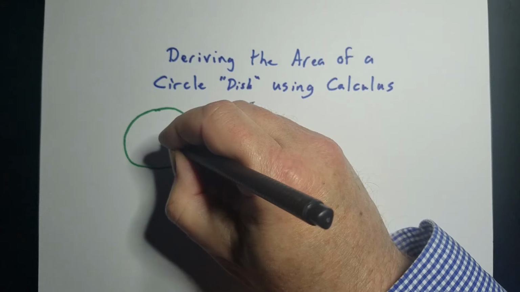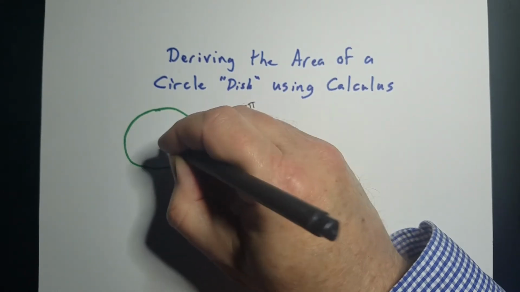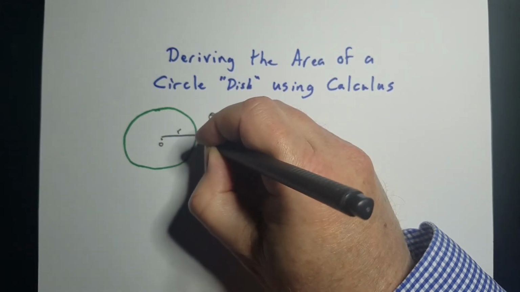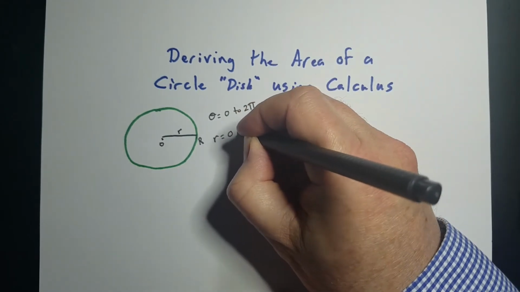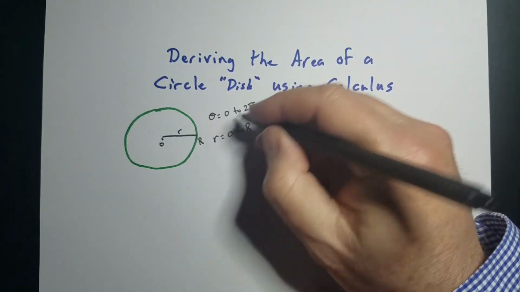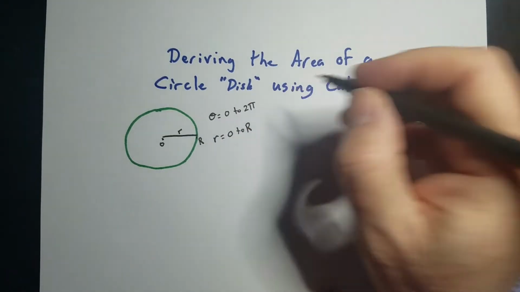We're also going to go from inside the circle all the way out to the very edge. So we're going to change the radius from 0 to some arbitrary r. So r is going to go from 0 to some generic r. So we've got two things that are changing, and since we've got two things that are changing, we're going to have two integrals.